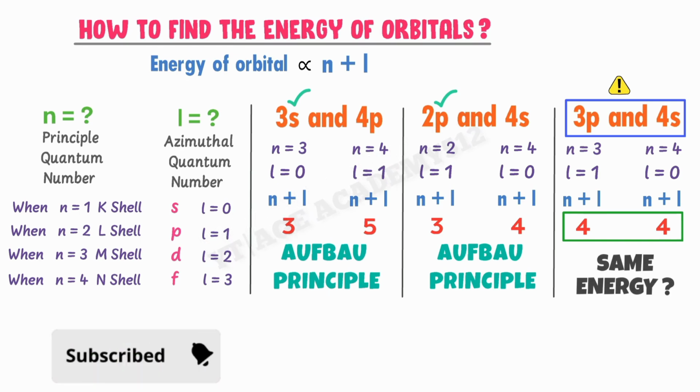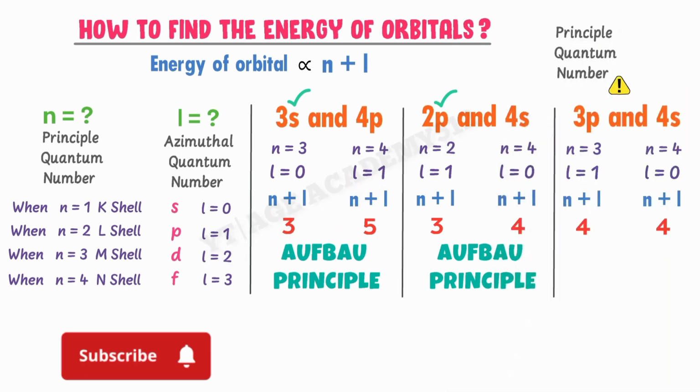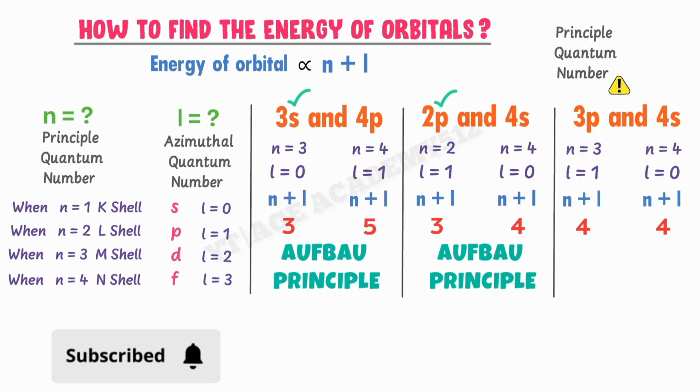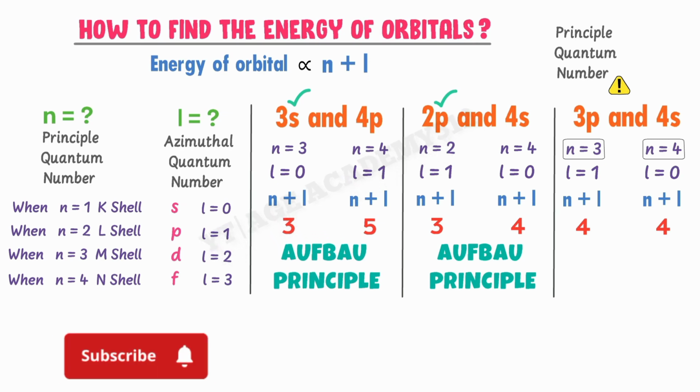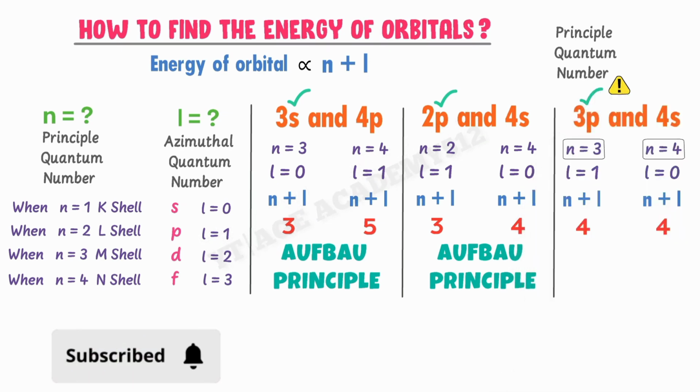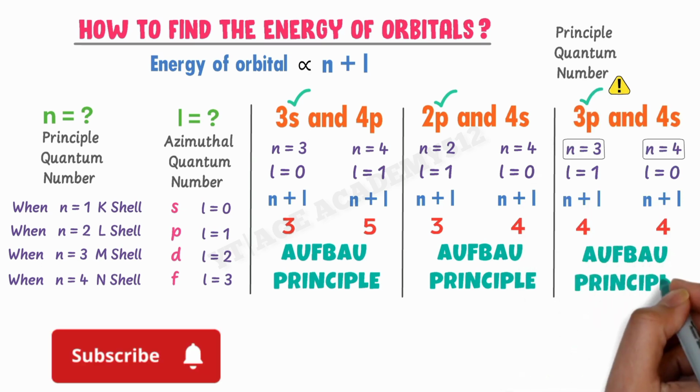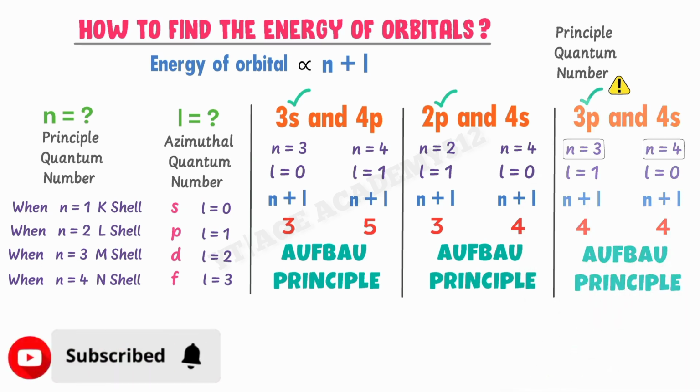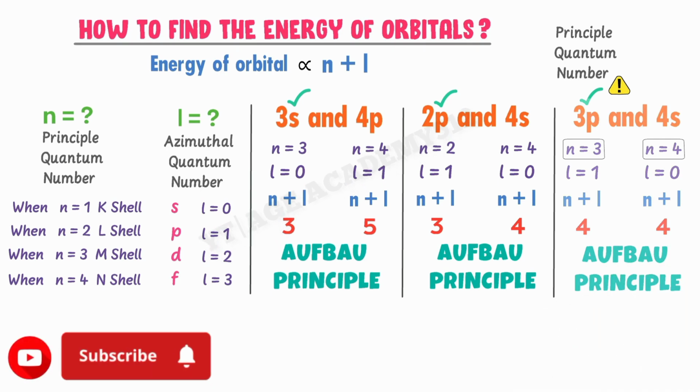In such cases, when you get same value of n plus L for two orbitals, always decide on the basis of principal quantum number n. The principal quantum number of 3p is n equal to 3 and that of 4s is n equal to 4. So 3p has lower principal quantum number than 4s. Hence 3p has smaller energy and 4s has more energy. Therefore, according to AUFBAU principle, firstly electron will fill 3p orbital and then 4s orbital.